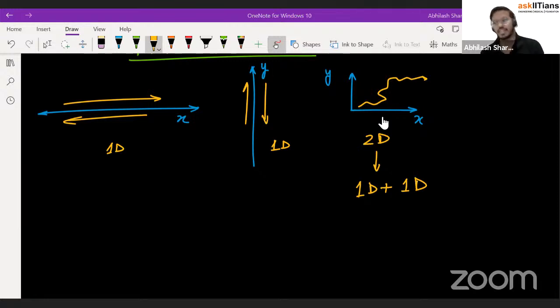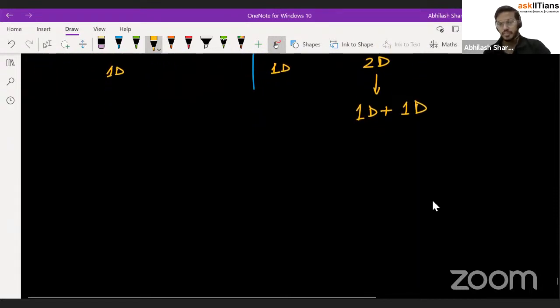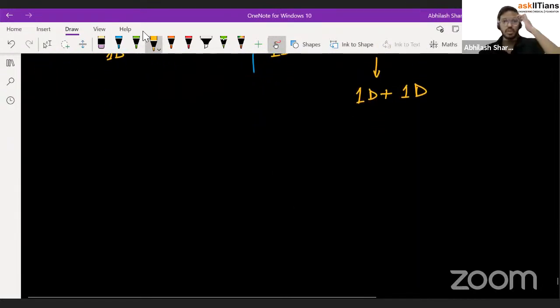Yes, exactly. Time cannot be broken into X and Y. Time is time. Whether you're moving in X or in Y, time is time. There is only one value for time, isn't it? So time will be the connecting factor between the two. So let's try to have some examples over here.